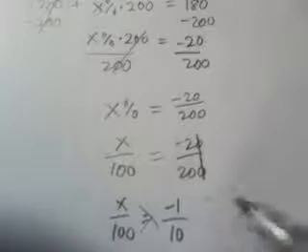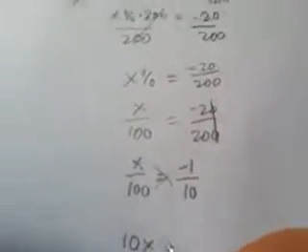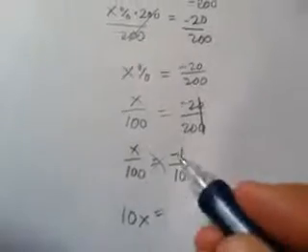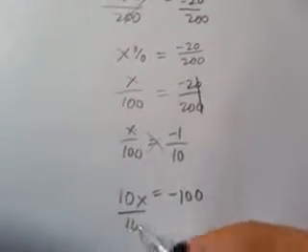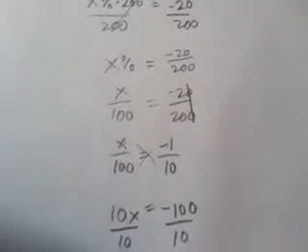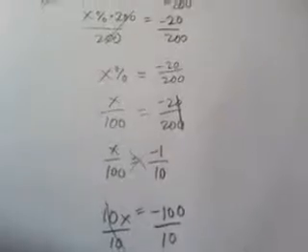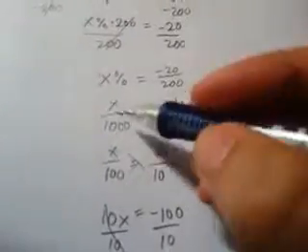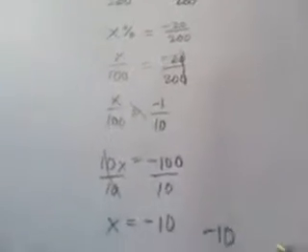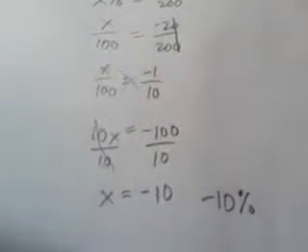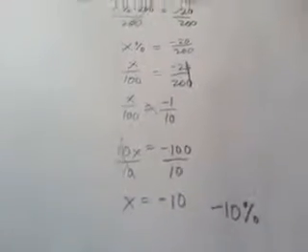Well, now let's cross multiply and see what we get. X times 10, I would get 10x is equal to 100 times negative 1, negative 100. Divide both sides by 10, and therefore x is equal to negative 10. And what does that x mean again? That x means X%, so I get negative 10%. Huh. Why did I get negative 10%? That's a little bit strange.